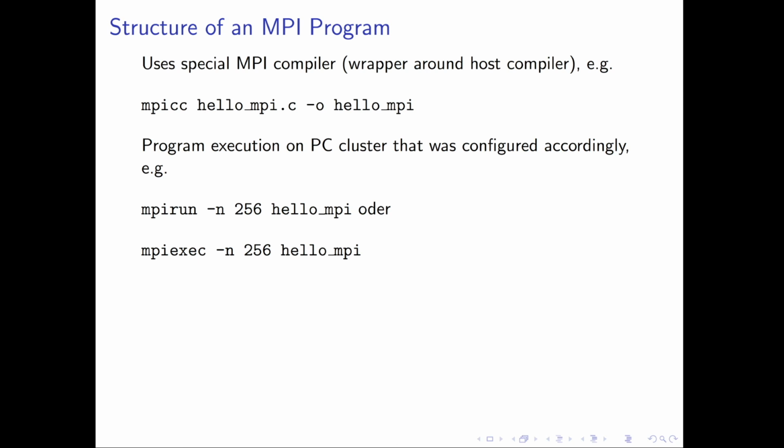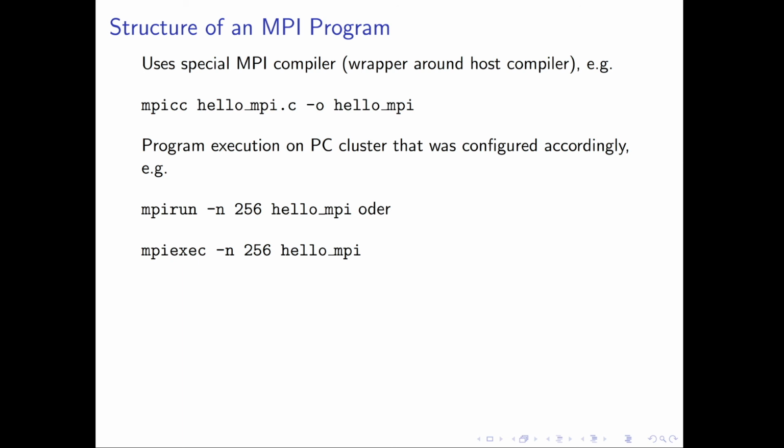And when you have this C or C++ or Fortran program, then you would usually compile it with a special MPI compiler. In this case, I'm compiling with OpenMPI, and I'm using the mpicc compiler. Those compilers are usually just wrappers around the host compiler. You usually have a host C compiler installed, like GCC, and the MPI compiler is basically a wrapper around this compiler that does some extra MPI things. So you would compile it with the MPI compiler to make sure that the MPI libraries are linked in, etc.